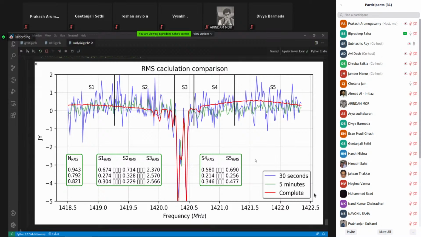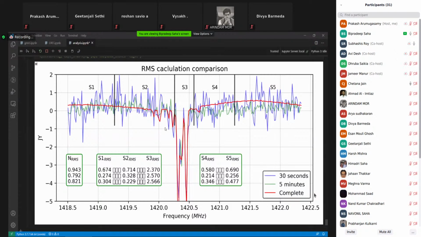So I have basically done it in a somewhat focused way. These 30 seconds is basically that. So Chetna, or one of you rather, I'm not asking you as such, the group rather, can one of you tell us how the RMS should go down as a function of time or integration time?